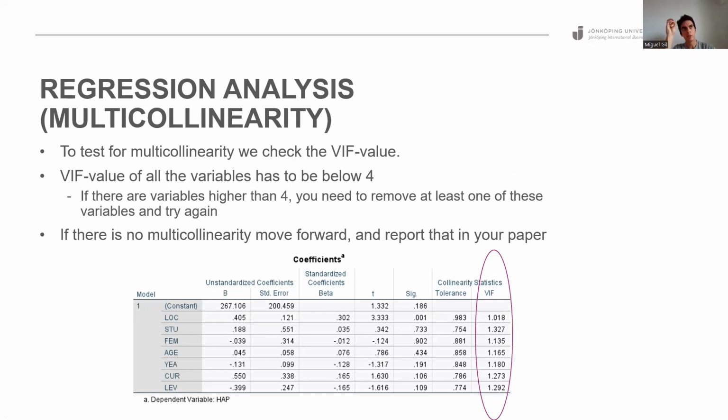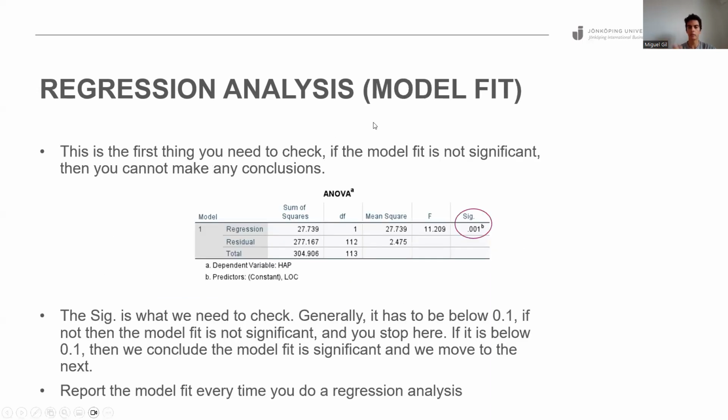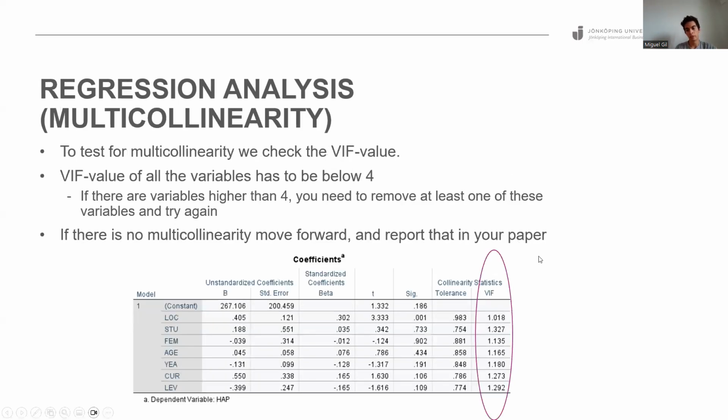The good thing about multicollinearity is that it has a solution, because the model fit doesn't have a solution. The solution is to stop with that model and do the next model. So this at least has a solution. So I will stop here and I will continue with the next test, because I think we still have 2 more.